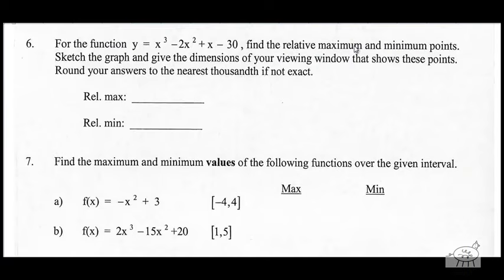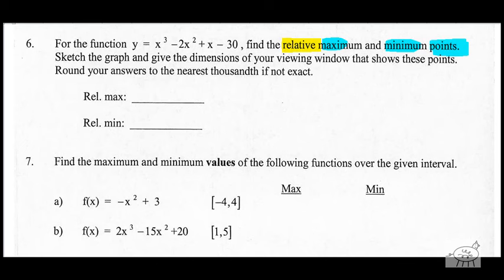Okay, so for problem number 6, for the given function, find the relative max and min points. Sketch the graph, give the dimensions of your viewing area that shows these points. Round your answer to the nearest thousandth, if not exact. All right, so kind of a key word here, math fans, is this word right here, relative. Obviously we're going to find relative maximums and minimums, and by the way, they are points, so we need to give an XY answer.